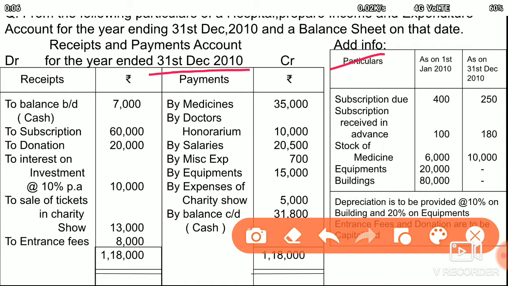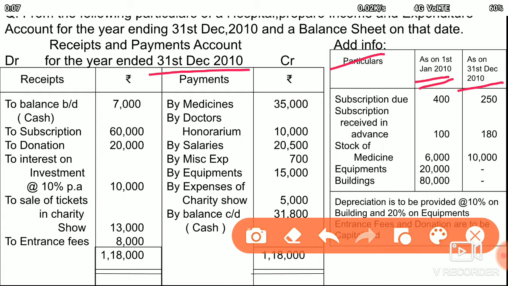So here they have given us the receipts, and also on the payment side all the payments which are made in cash during the year. And in the additional information they have given us the information related to the opening date of the year, and also the information related to the closing date of the year. Whatever is opening is actually the closing of the previous year, so we should understand that.